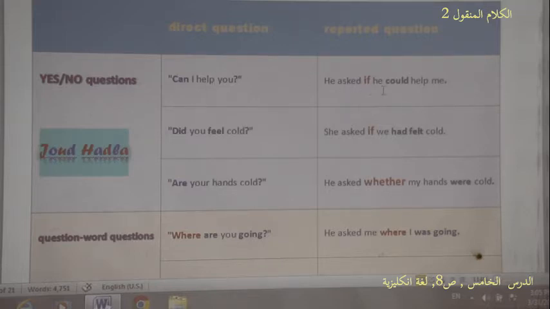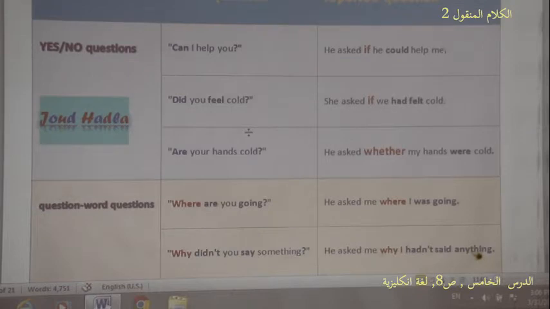Again, can I help you? The first step is to change the subject pronoun. The second step is to change the tense of the verb, and here can would be, in the past, could. And we use the helping verb, here a modal verb, after the subject. And we don't use a question mark. Why? Because it's now an indirect question.